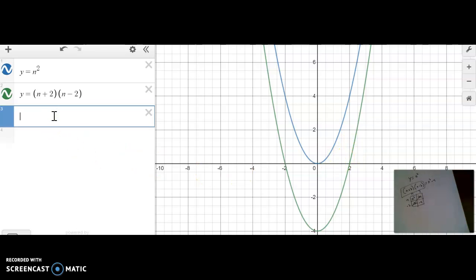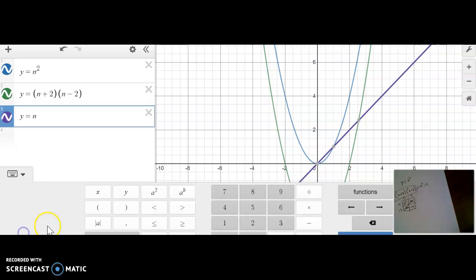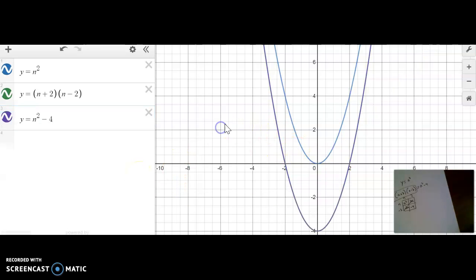And as a side note, we're going to type the equation I did down here, the n squared minus 4, which is the same as the second equation. So I'll do n squared minus 4. You can see it actually goes right on top of the green ones. There's the green activated, and purple goes right on top of the green. So they are exactly the same equations.